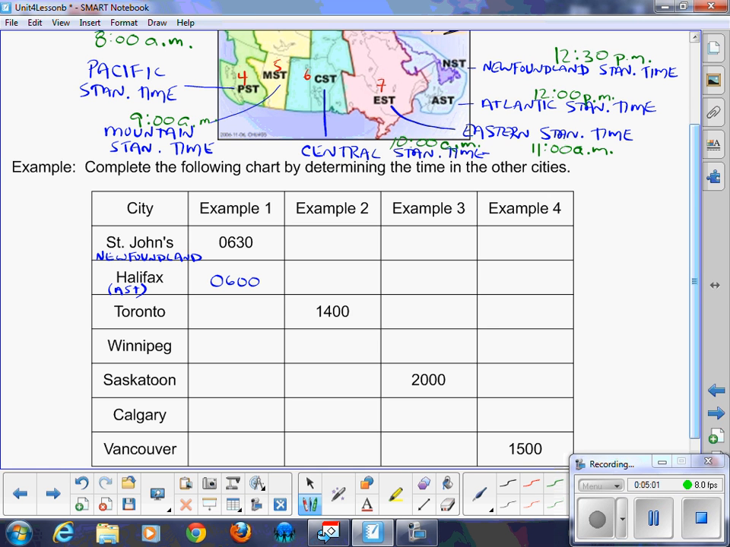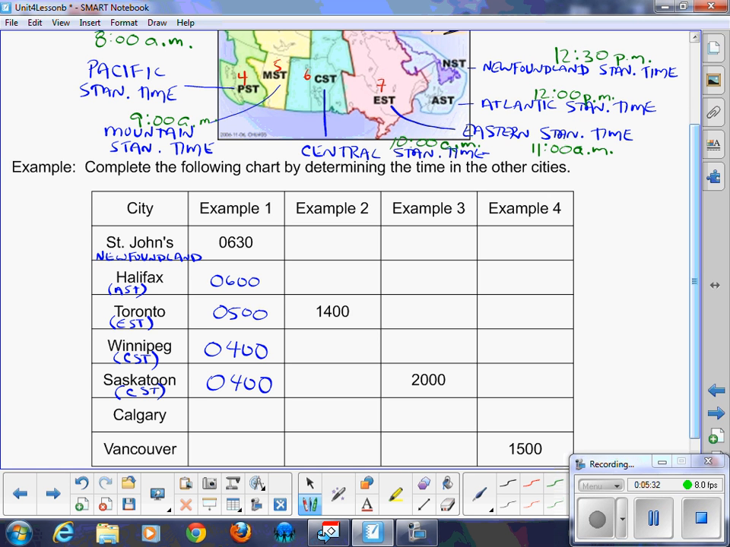Toronto is in our Eastern Standard Time zone, and it's an hour earlier, so it's 0500, so you guys are still snoozing away. Winnipeg is in Manitoba. It's in your Central Standard Time, an hour earlier, 0400. Now Saskatoon's in Saskatchewan. Hopefully everyone has their geography down. Saskatchewan is actually in the same time zone as Winnipeg, so it's 0400 there.